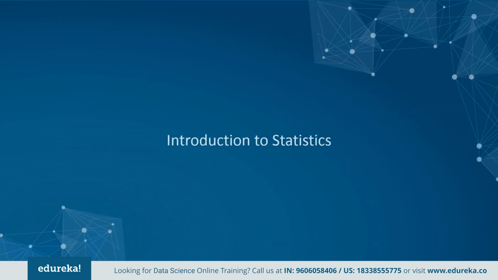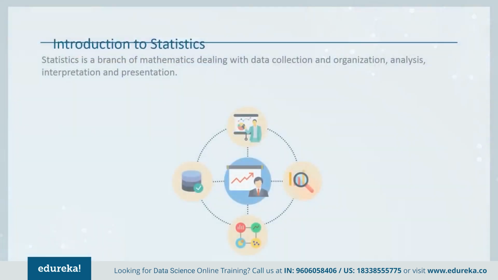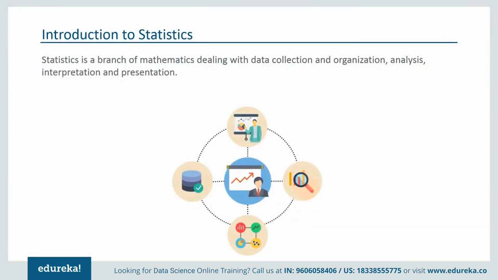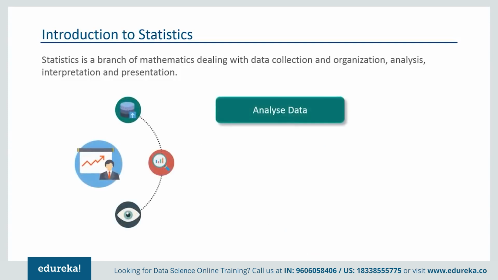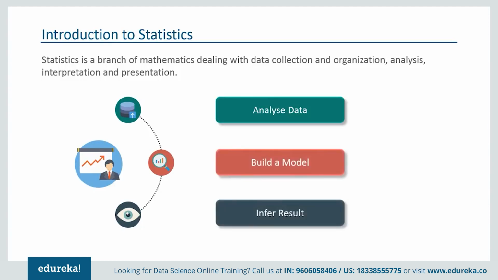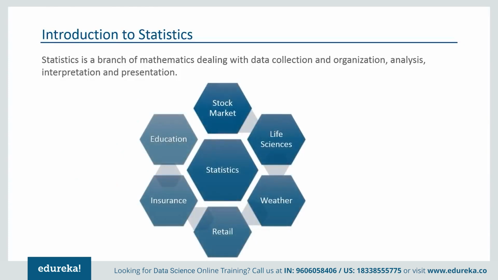So let's begin by defining the term statistics. Statistics is a mathematical science pertaining to data collection, analysis, interpretation, and presentation. It is used to process complex problems in the real world so that analysts can look for meaningful trends and changes. Analysts review data so they can reach meaningful conclusions, and several statistics functions, principles, and algorithms are implemented to analyze raw data, build statistical models, and infer or predict the result. The field of statistics has an influence over all domains of our life. The stock market, life sciences, weather, retail, insurance, and education are but to name a few.